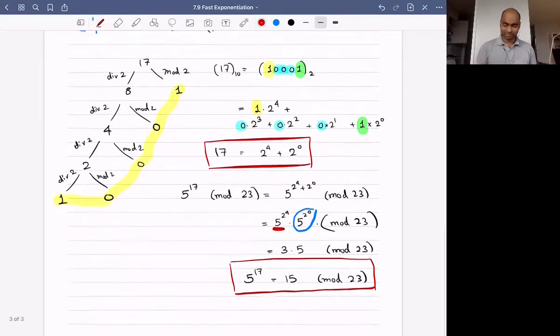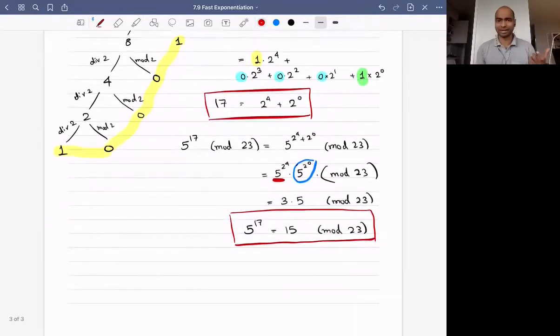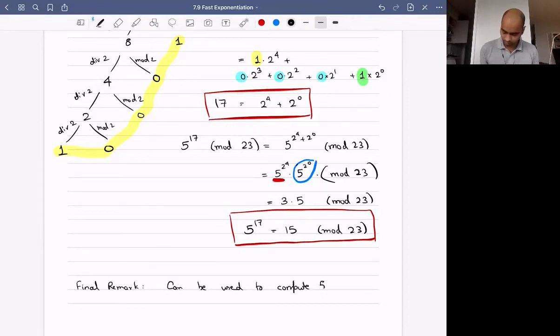Final remark, let me just say that there is nothing special about mod n. This can also be used just to compute powers. You don't need to have mod n. Of course, the numbers would be bigger because you're not taking remainders modulo anything, but that's still fine. If you're using a computer, it can save large numbers. And this is still much faster than having to multiply things out by hand.